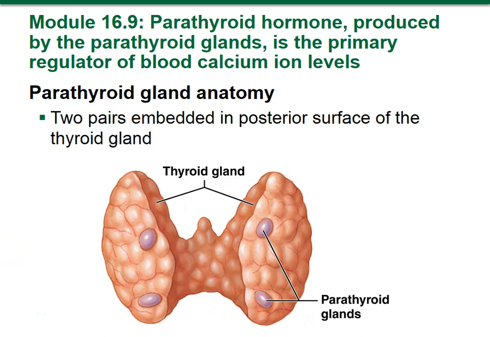Okay, so the parathyroid gland, that's on page 608, is really a group of 4 glands which are posterior on the thyroid gland and to the side of it, that you see there in that diagram. So 2 pairs embedded in the posterior surface.